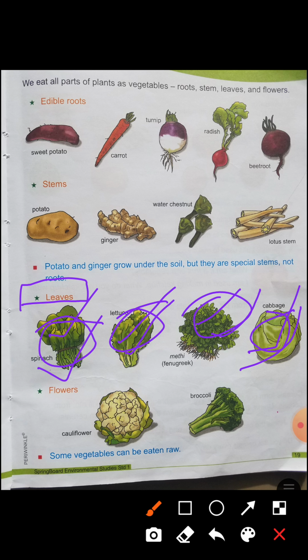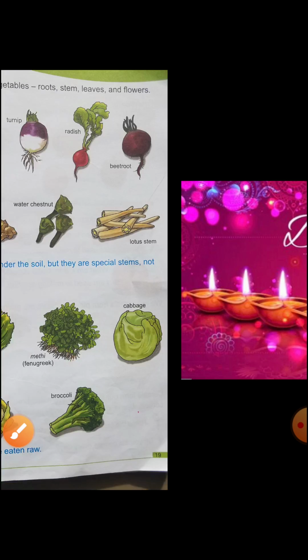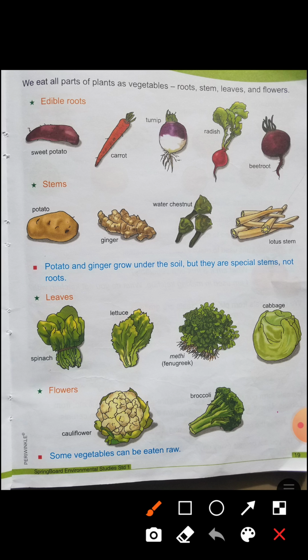Okay students, now we will come to the fourth one, that is flower part. See students, this is the flower part. Whatever vegetables come under the flower part of the plants, see here cauliflower and broccoli, these come under the flower part of the plant body. You can say it is a flower also, one type of flower, but these vegetables we are eating day to day life come under flowers part of the plant body.